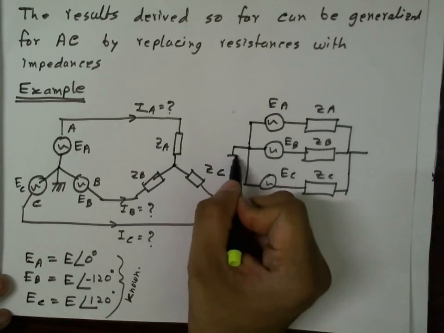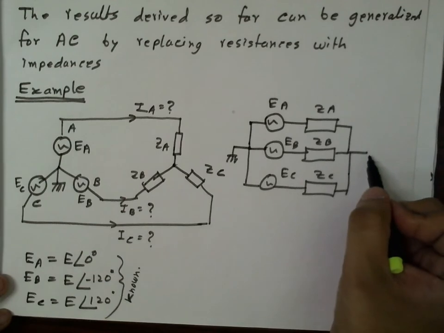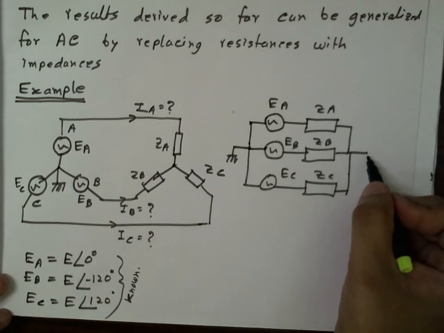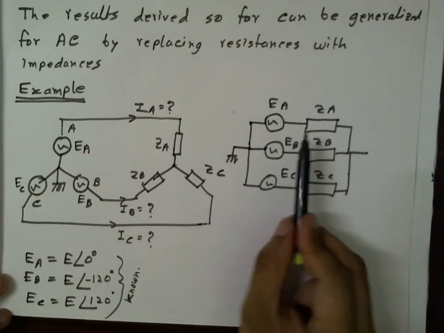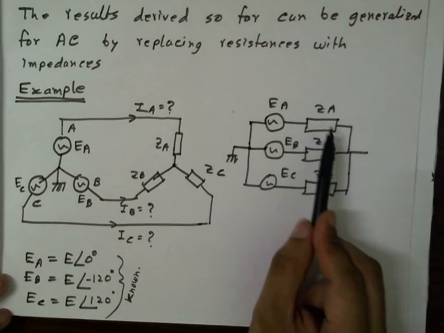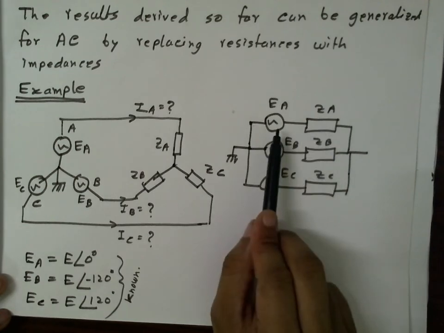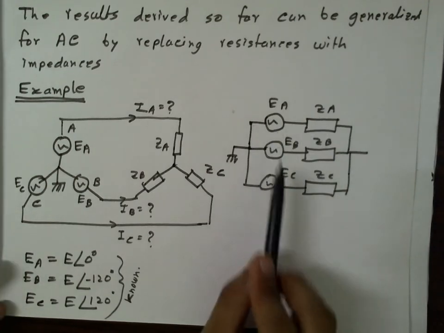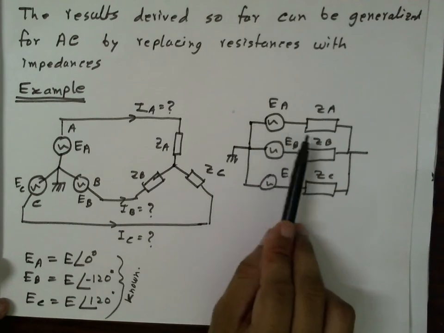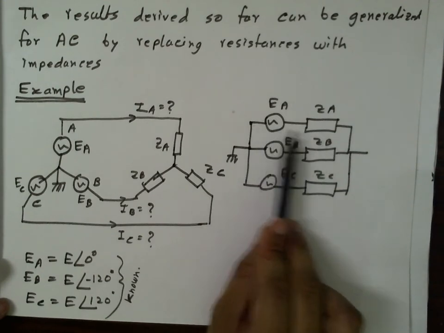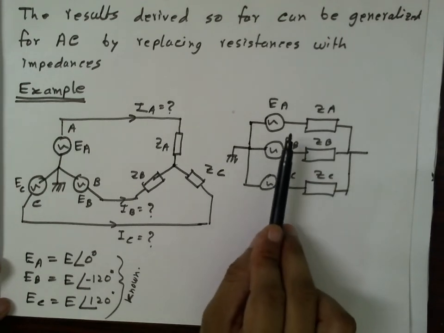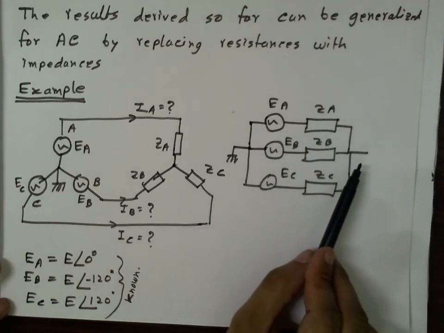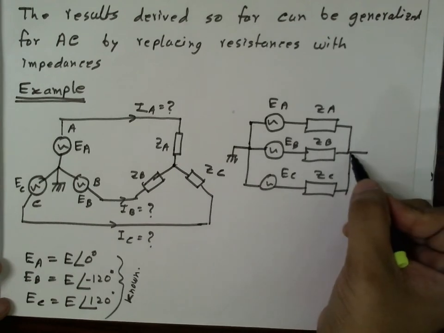So this is the ground point and this is the star point, but this is not grounded. But see that these three sources with internal, if we think this ZA, ZB, ZC as their internal impedances, and it need not be their internal impedances, I mean impedances in series with them, then applying Millman's theorem, it's straightforward to find the voltage at this point.